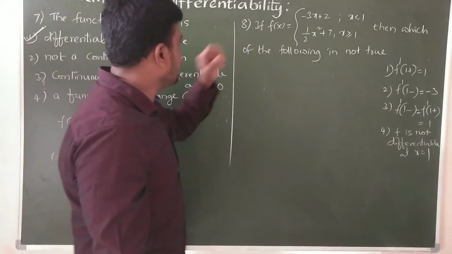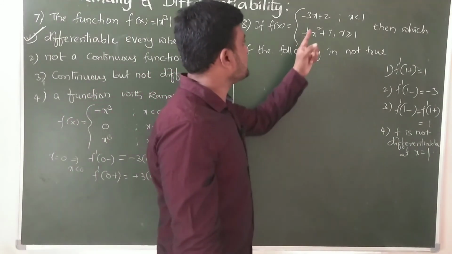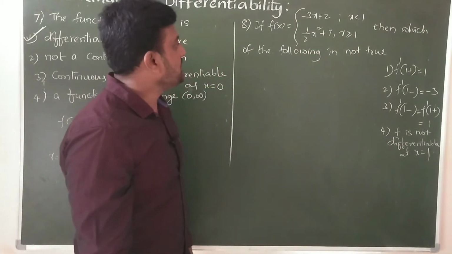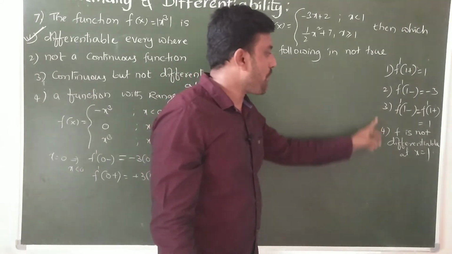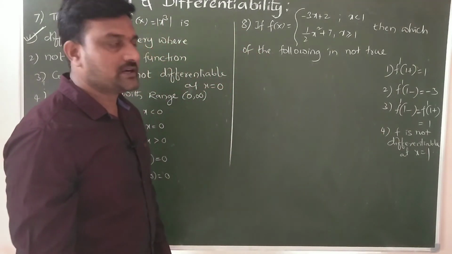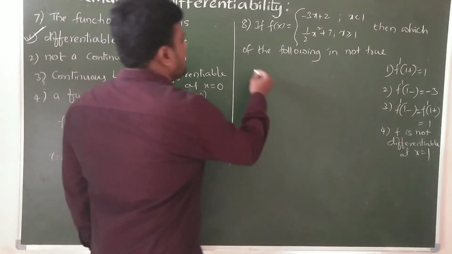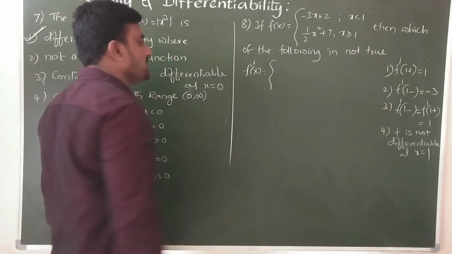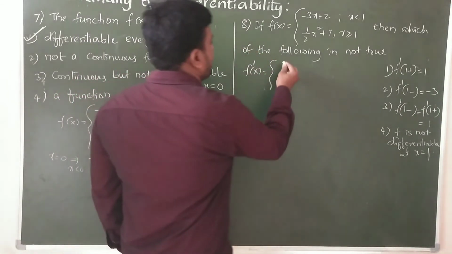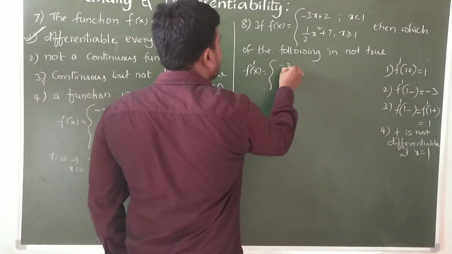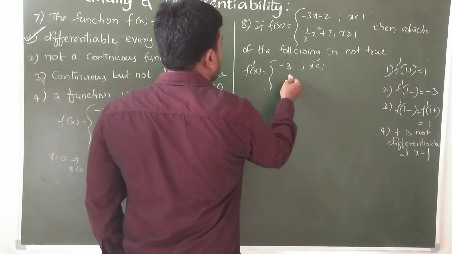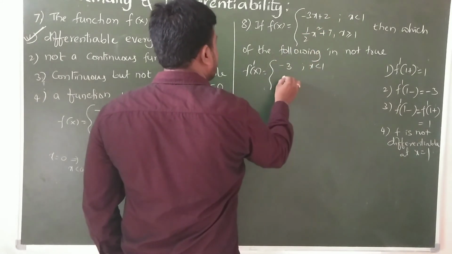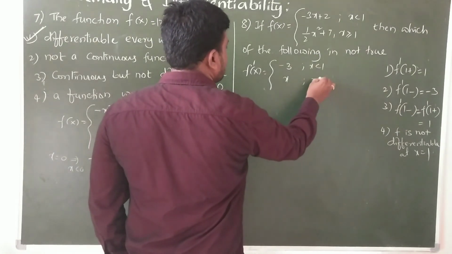Okay, now the 8th one. If f of x equals minus 3x plus 2 for x less than 1, and 1 by 2 x square plus 7 for x greater than or equal to 1, then which of the following is not true? Let us check. f of x is given, so we can find f dash of x directly: minus 3 when x is less than 1. Now the differentiation of this one is x, so it is 0 when x is greater than or equal to 1.